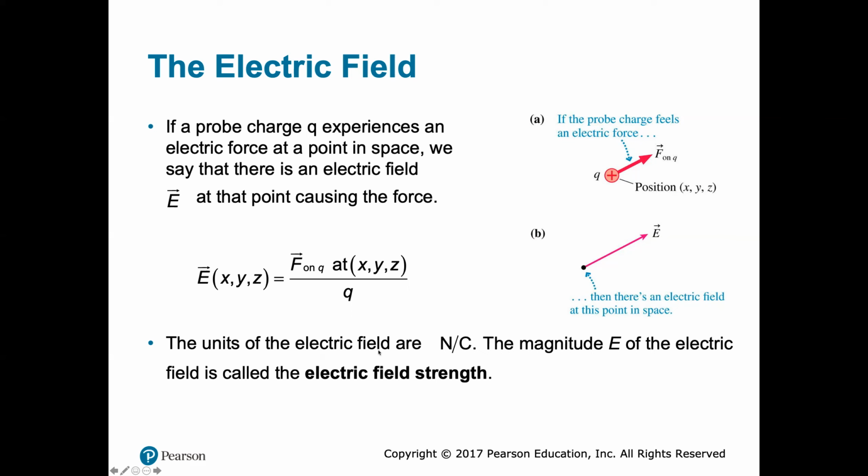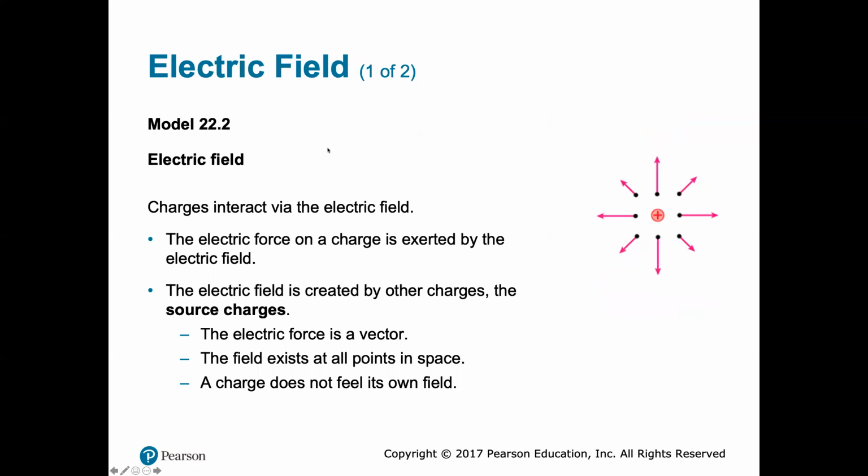The unit of electric field is Newton per Coulomb. The magnitude E of the electric field is called electric field strength. If we put a positive charge here and we use a probe to measure the electric field surrounding this charge, you will see the directions and magnitudes of those fields shown here. So the electric field is created by a charge, and this charge is called source charge.